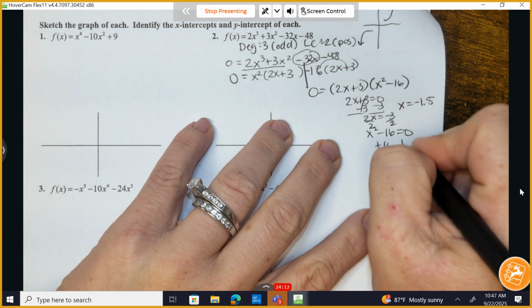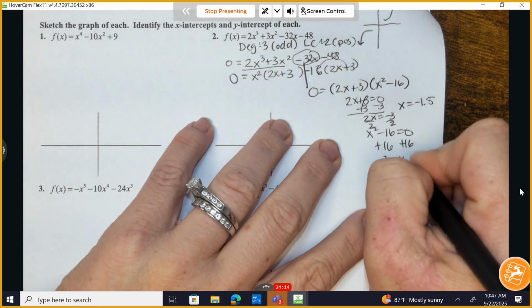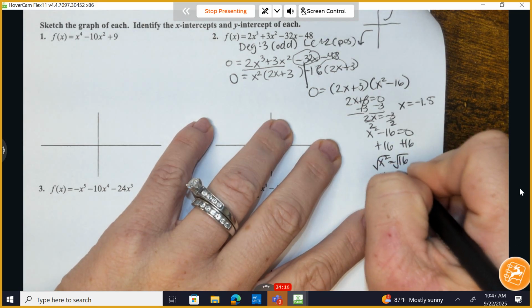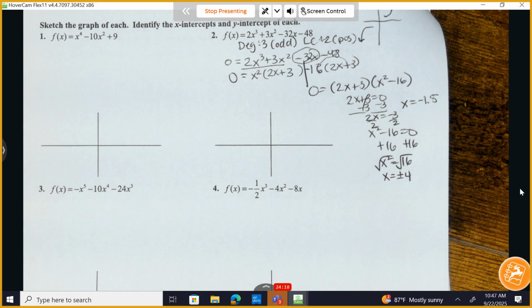Then I'm going to add 16 to both sides, taking the square root, and I get plus or minus 4.